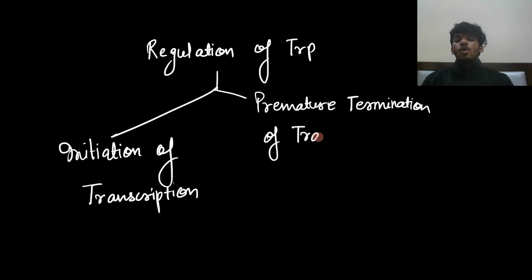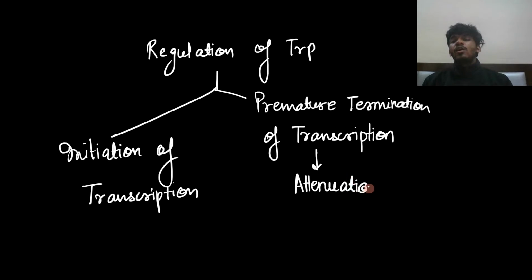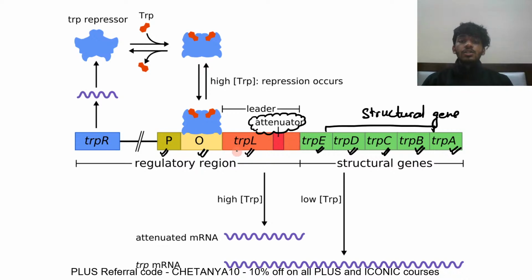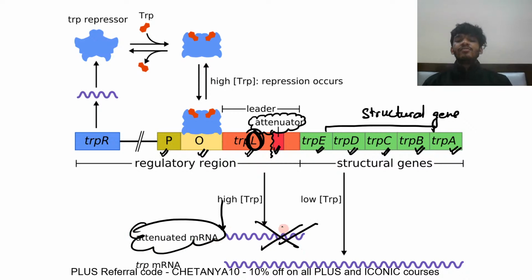This will occur because of the attenuator. What happens? The transcription starts, but if there is a high level of tryptophan, the transcription will stop prematurely. Only the leader peptide would have been synthesized. The transcription would be stopped here. There will be attenuation here, and the mRNA formed will be attenuated, and this will get degraded very fast, and translation will stop here.